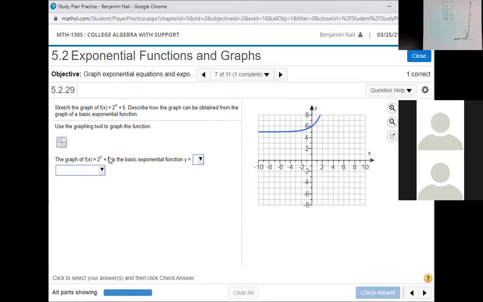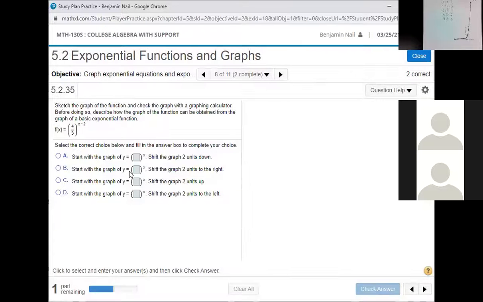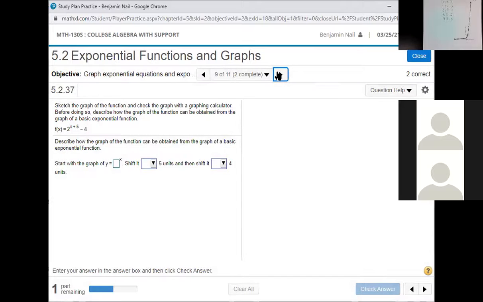Oh, this is just asking me to describe what I did. So my y was 2 to the x, and I just shifted it up 5 units. I want to do one more graph. There we go. This one has both kinds of shifts going on. I like this one. So this is showing 2 to the x plus 5 power minus 4.